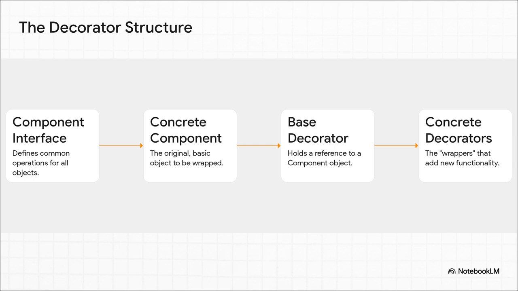First, you need a common interface that all your objects, both the original one and all the wrappers, are going to share. Second, you have the concrete component, which is just your basic original object. Third, there's a base decorator class whose main job is to hold a reference to the object it's wrapping. And finally, you have the concrete decorators themselves. These are the actual wrappers that add all the cool new functionality.